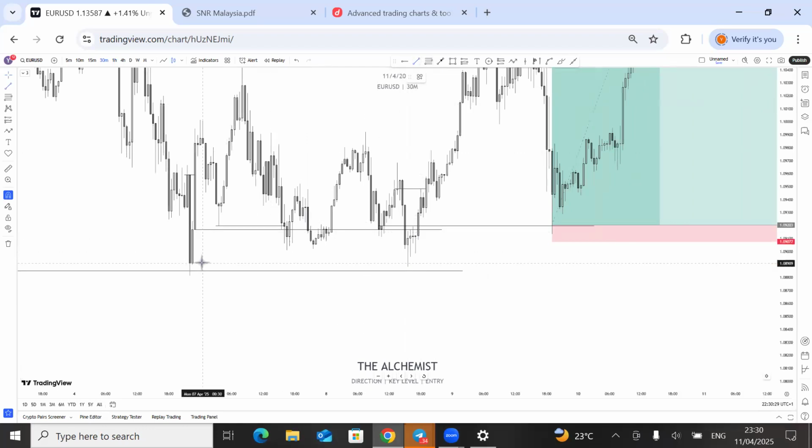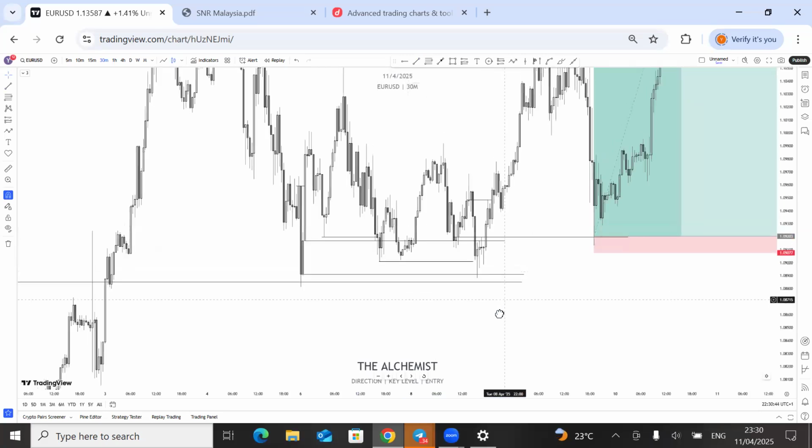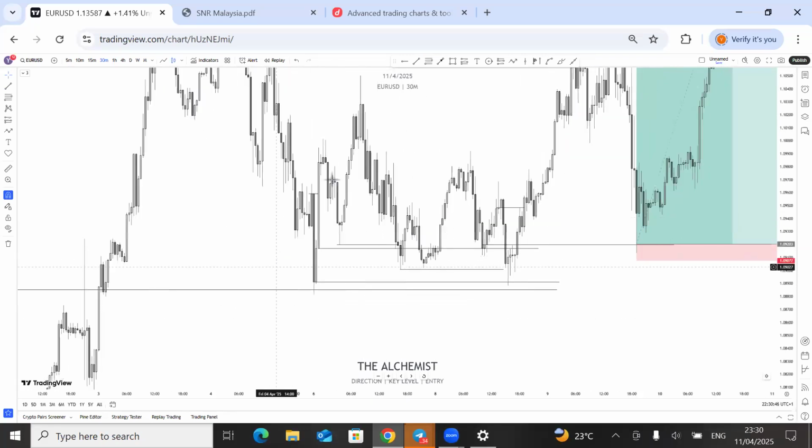I think everything is just refinement. Just go down to the lower time frame again. You see, everything here was liquidity. Where's your entry? Here's your entry here on a 30-minute time frame. So it's very, very simple. Very simple. And here again, what do we have?